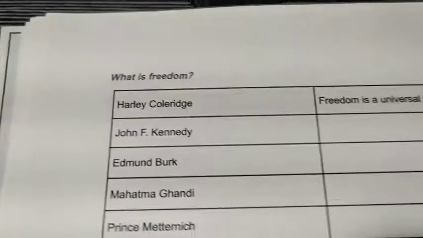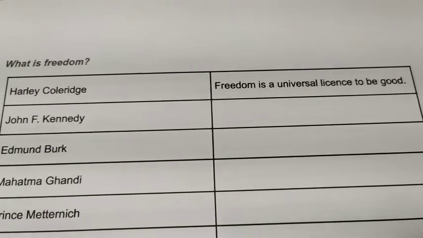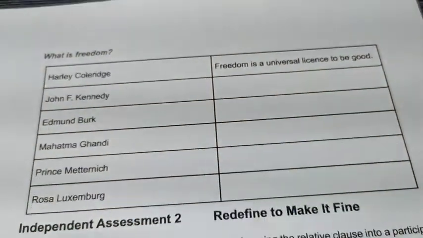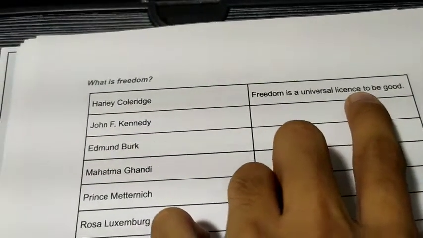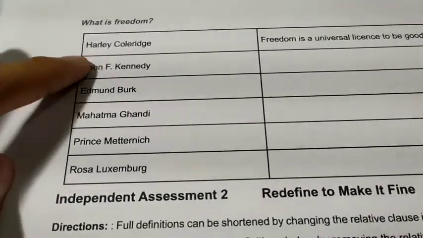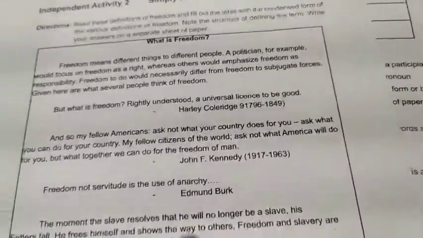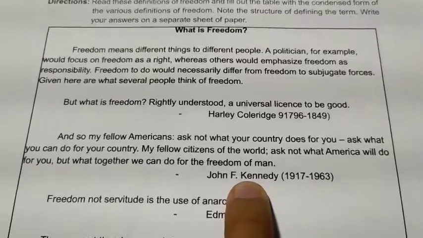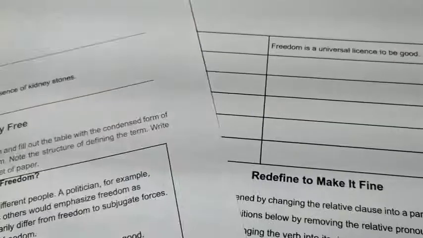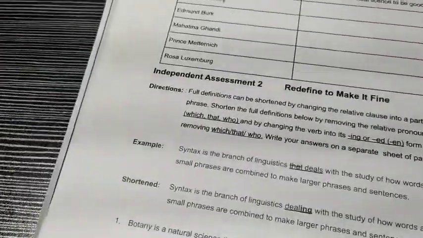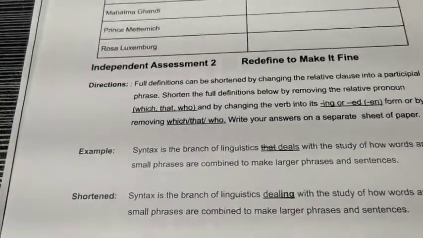So you will read that. Then, what is freedom? Freedom is a universal license to be good. So you can correct this one. So license, it should have an S at the end. So for John F. Kennedy, you will make your own definition. You will make your definition here based on the information here and the rules that we have discussed a while ago. Redefine to make it fine.